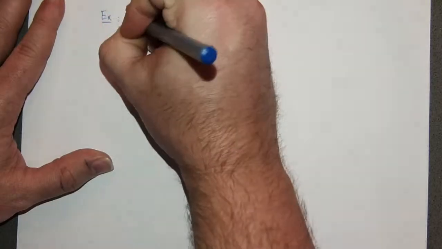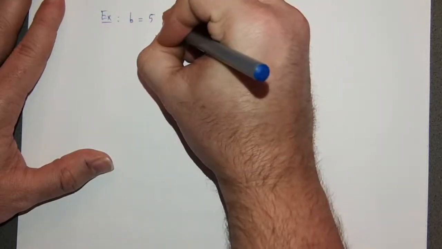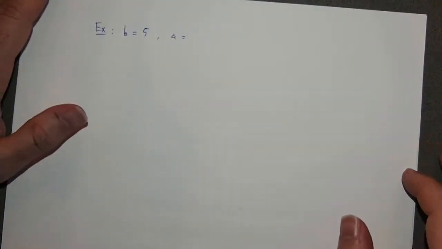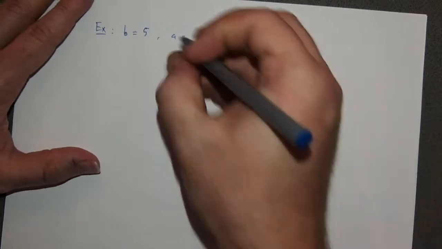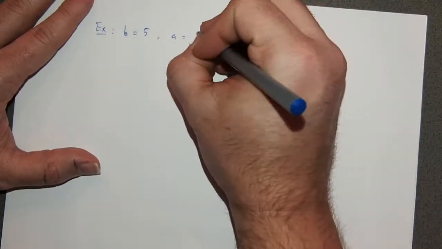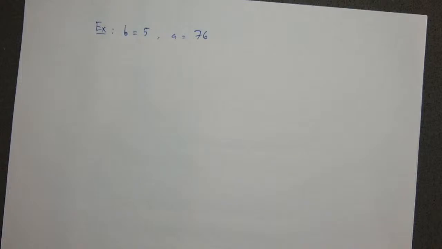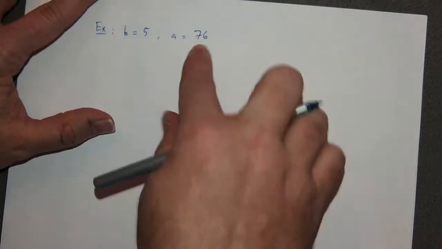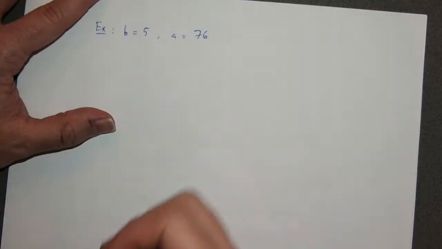So base b, or base 10 we're familiar with. What about, say, base 5? So here's another example. Let b equal 5, and let a be, say, let's say, let a be like 76. All right, so let a equal 76. Okay. So, what does a base 5 expansion look like?